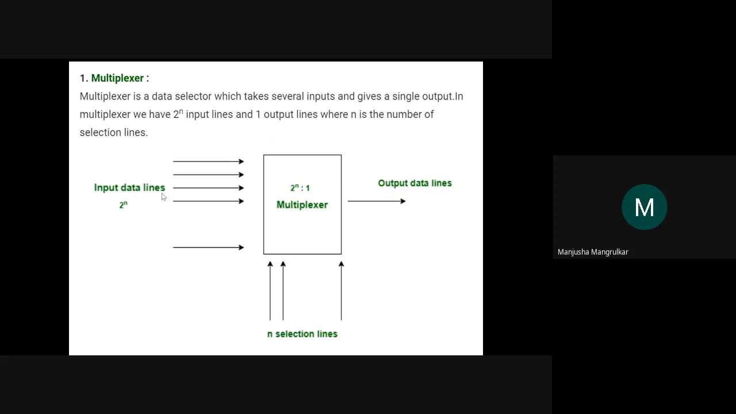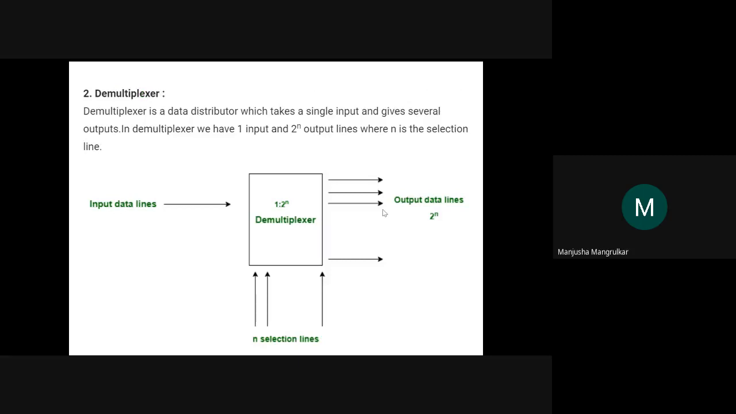Now, what is the difference between the multiplexer and demultiplexer? We will summarize at the end. Multiplexer is a data selector which takes several inputs and gives a single output. In the multiplexer, we have 2 to the power n lines and one output, and n is the number of selection lines. This selection line decides which signal is selected, and the data on that signal will be represented on the output side, right? That is a multiplexer.